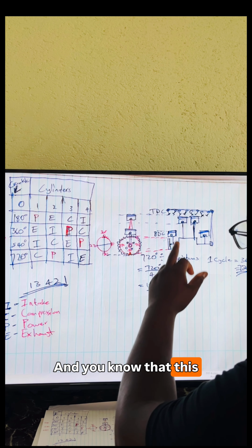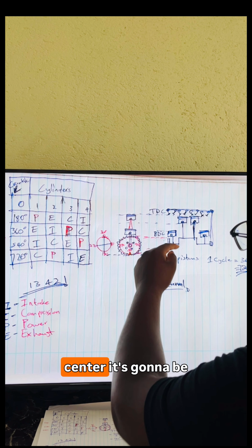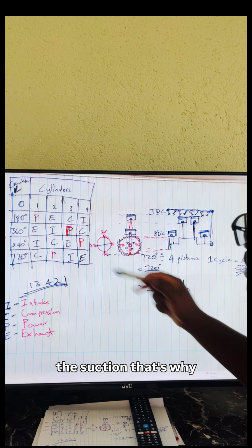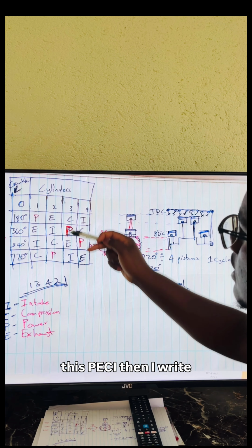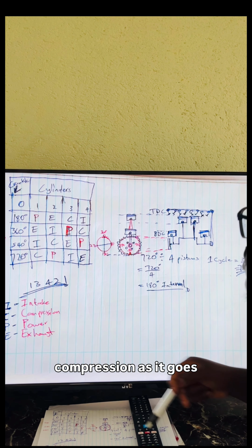Same way, you know that this one goes with this one. If this one is at power, this one is at bottom dead center. It's going to be intake. Already it has completed the suction. That's why I wrote this PECI. Then I write the steps: intake, exhaust, intake, compression, as it goes.